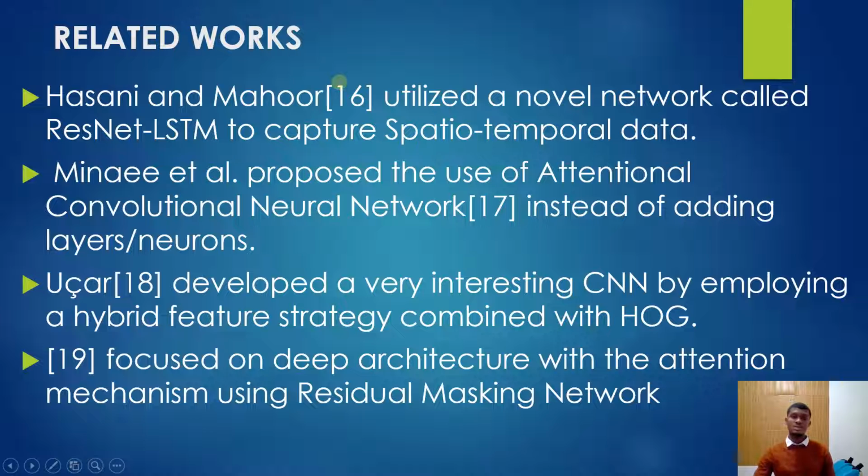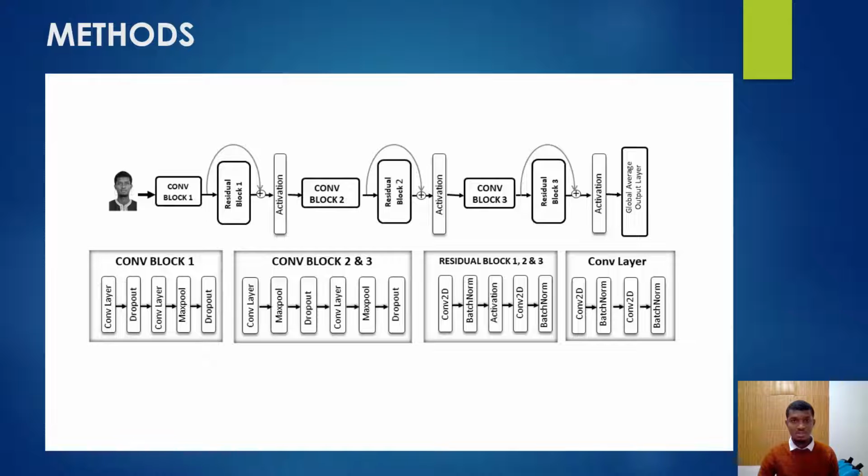So some related works in this field are Hassani and Mahor. They utilized a novel network that they called ResNet LSTM to capture the spatiotemporal data. Mine et al. also proposed the use of an attentional convolutional neural network instead of adding layers and neurons. Usar also developed a very interesting CNN by employing a hybrid feature strategy combined with HOG. And other authors focused on deep architecture with the attention mechanism using a residual masking network.